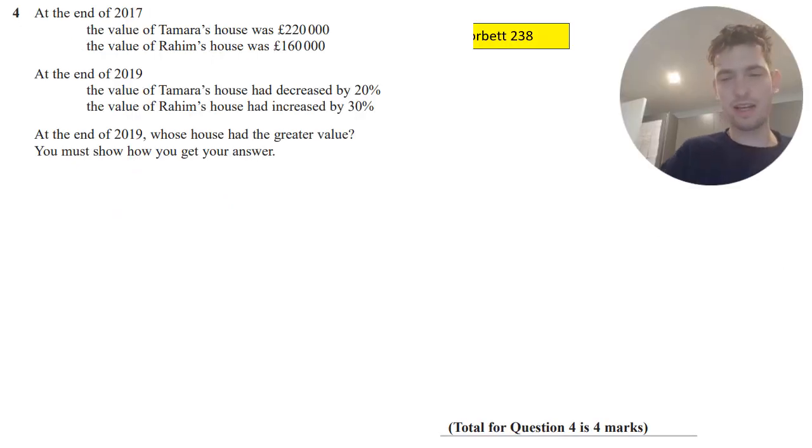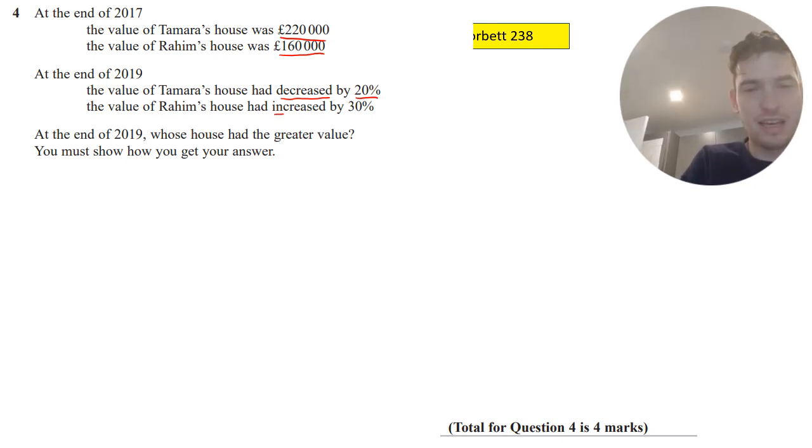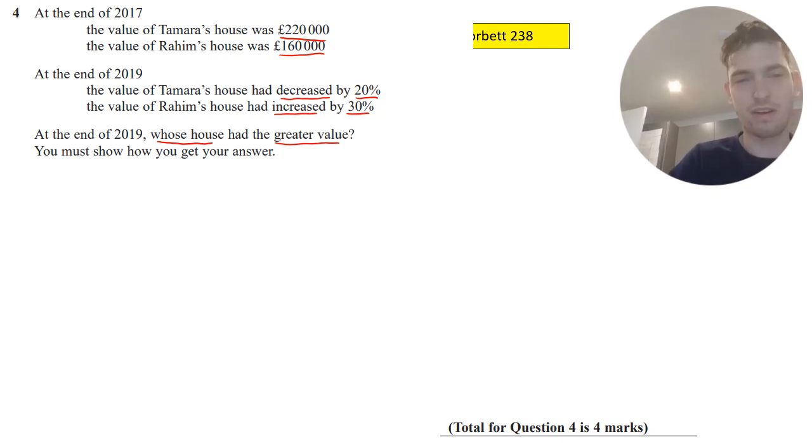Okay, now let's move on to question 4. So at the end of 2017, the value of Tamara's house was at 220,000, okay? And the value of Raheem's house was 160,000. At the end of 2019, the value of Tamara's house had decreased by 20%, and the value of Raheem's house had increased by 30%. At the end of 2019, whose house had the greater value? You must show how you get your answer.